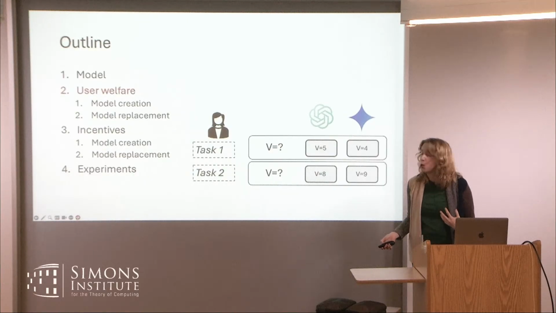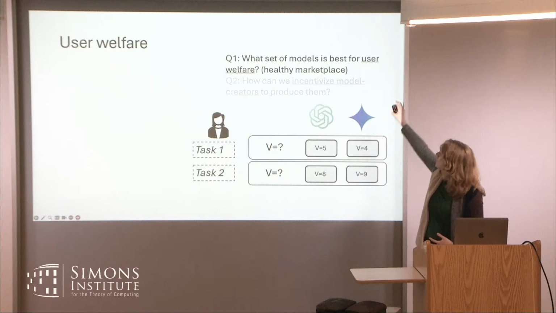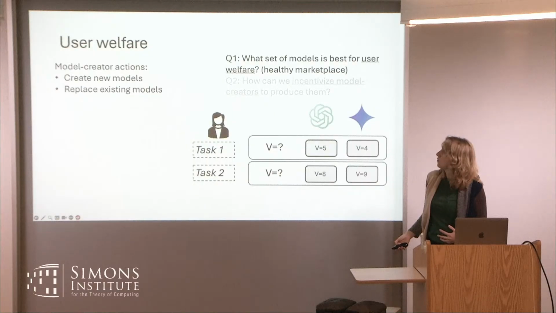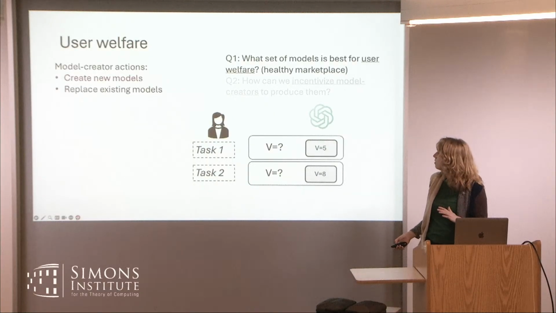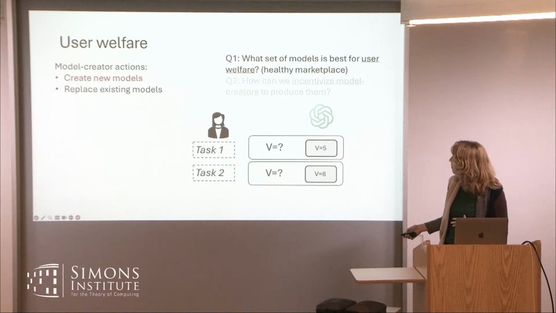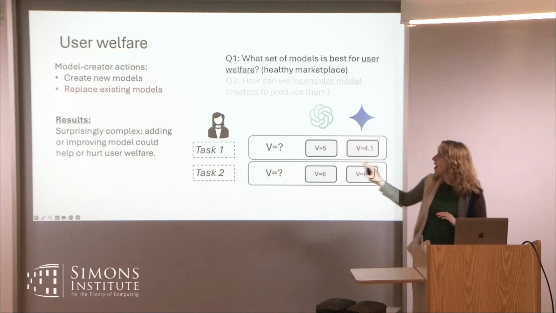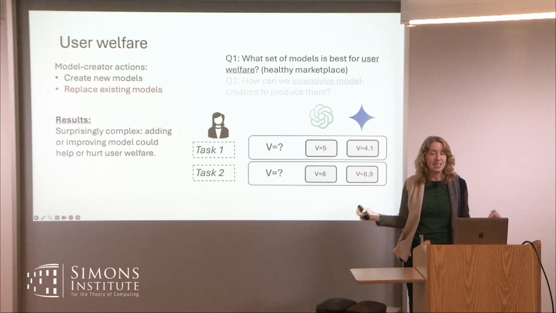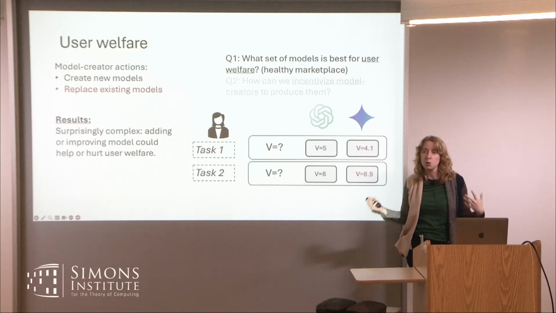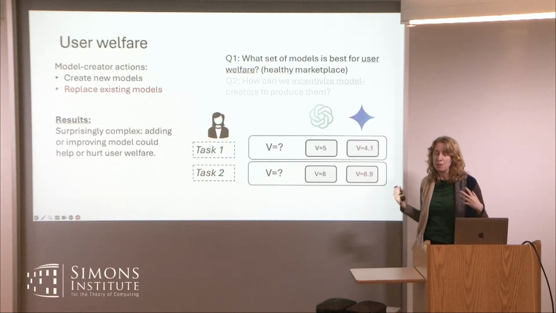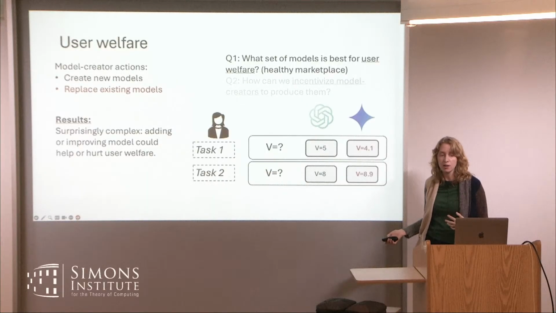Cool, so talking about user welfare. This is the first question: what set of models is best for user welfare? Here we're going to start by talking about creating new models. This is exactly the diagram I had before. We have one model, now we have two models. And then replacing models. The high-level story for all of this section is that even satisfying user utility is surprisingly complex. There are cases where adding or improving a model could strictly harm users, could lead to lower user welfare. We're going to describe exactly when this happens, which is going to be relevant for the second half of the talk.